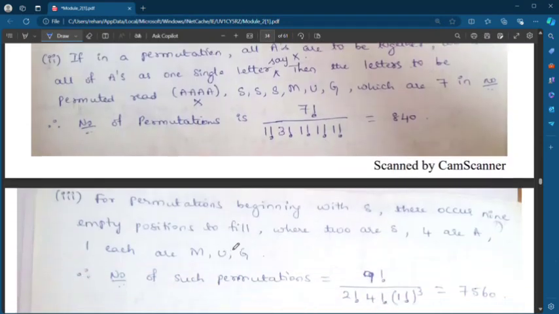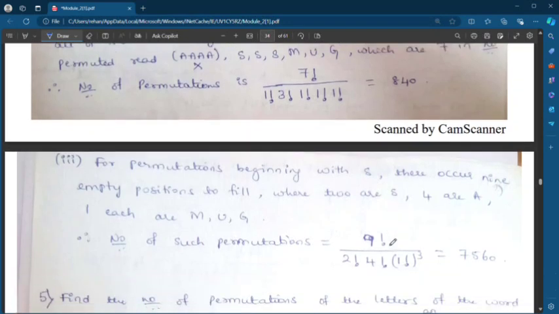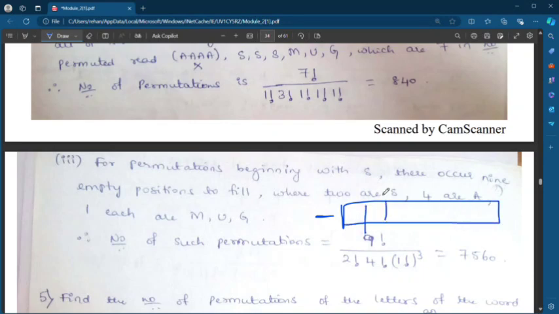And then for permutations beginning with S, there are 9 empty positions to fill, where 2 are S, 4 are A, and 1 each of M, U, G. So what I'm doing here is taking S and putting it in first place. I'm using S in one place, so in the remaining positions I have 2 times S, 4 times A, and remaining 1 time M, 1 time U, 1 time G, like that.